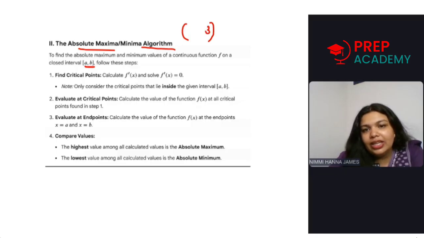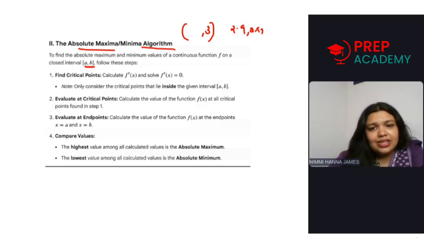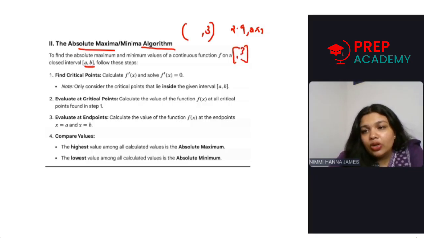If the upper limit is 3 and 3 is not included, that means 2.9 can't be said to be the upper limit. 2.99 can be there, or 2.999 can be there, etc. So we don't know the exact value. But for a closed interval we know the upper limit is, of course, 3.